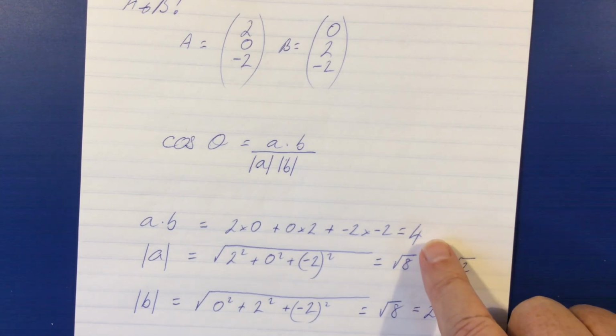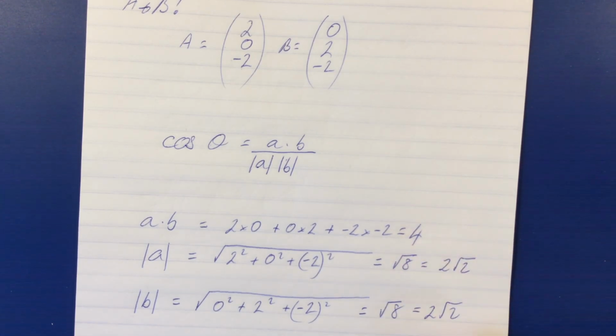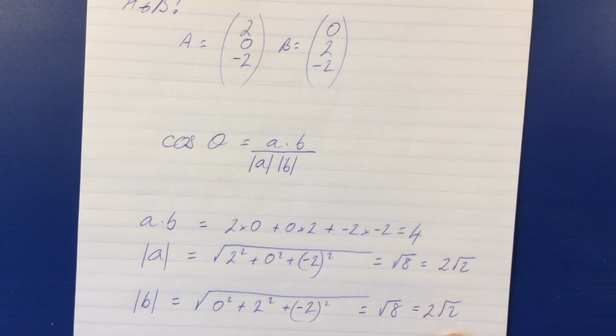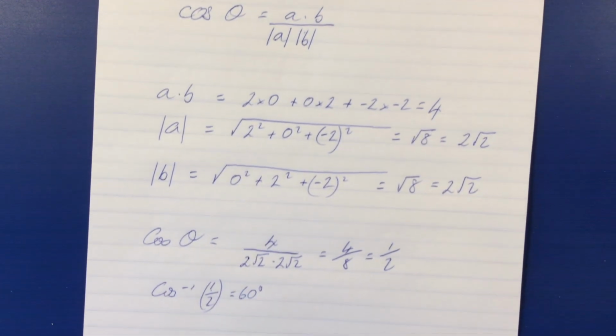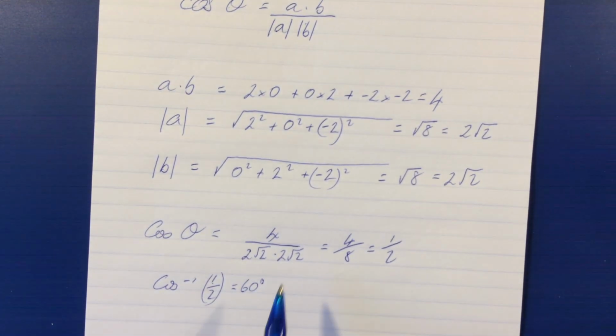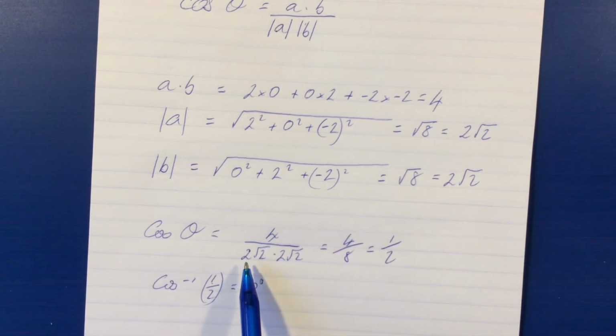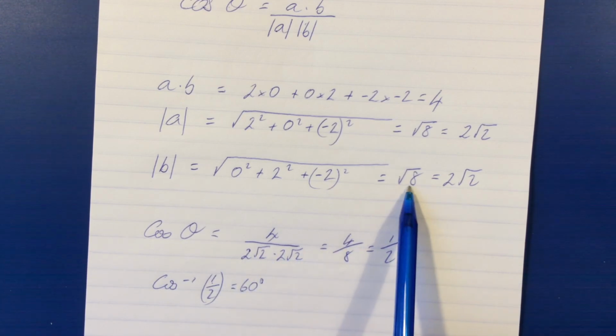Okay, so we've determined that A times B is 4. We've determined that the magnitude of A is 2 root 2 and the magnitude of B is 2 root 2. Right, so away we go. That is 4 over 2 root 2 times 2 root 2. Now, please remember that this is the square root of 8.